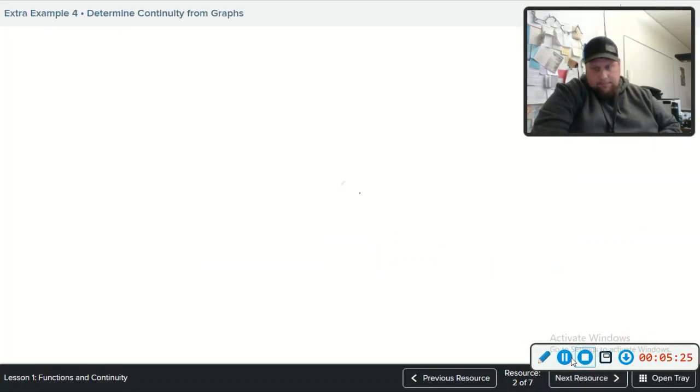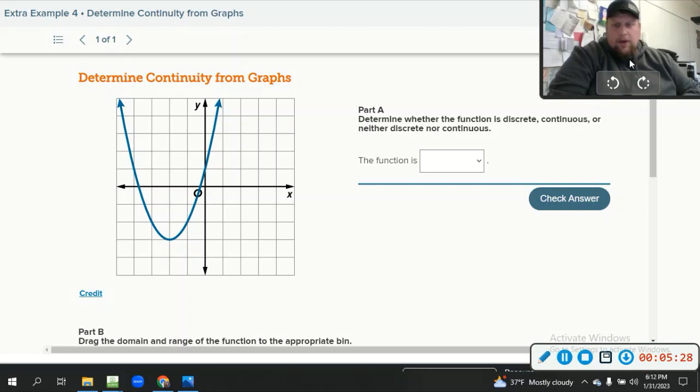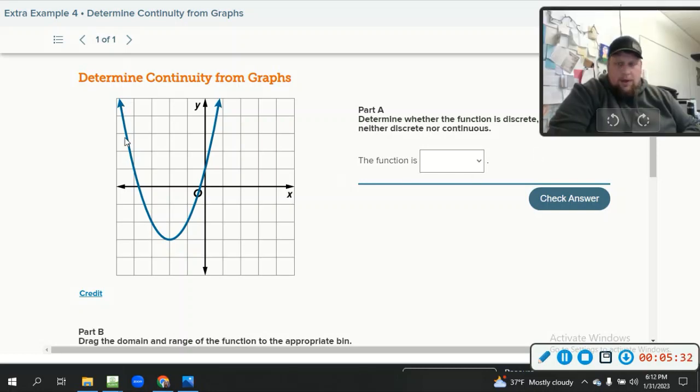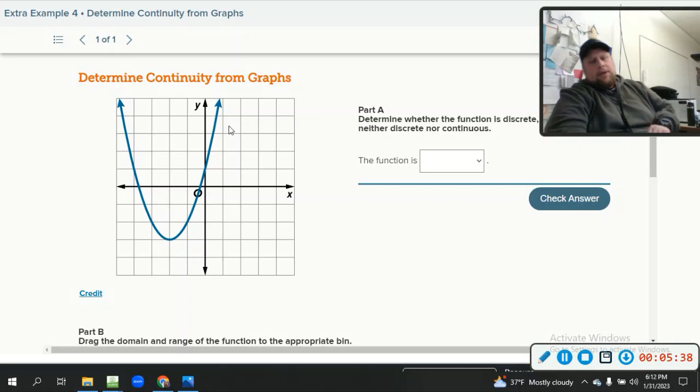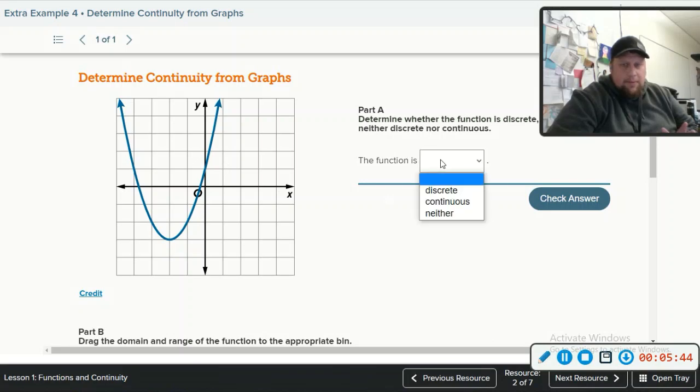It says, determine whether the function is discrete, continuous, or neither discrete nor continuous. Well, clearly it's an unbroken curve. You'll see a picture of this, by the way, on the bottom of your notes. Any of these slides I go through are going to be in your notes. We'll go back and forth so you can kind of see what I'm doing. If it doesn't have any breaks, it's what? It's continuous.